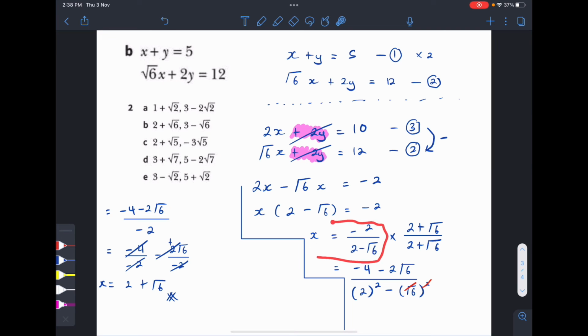You can't just stop over here and say that this is your answer, because you haven't rationalized the denominator yet. So you have to take it one step further, go and rationalize it, simplify if you can, right? And at the end, you'll get your answer for x. And let's move on to y.